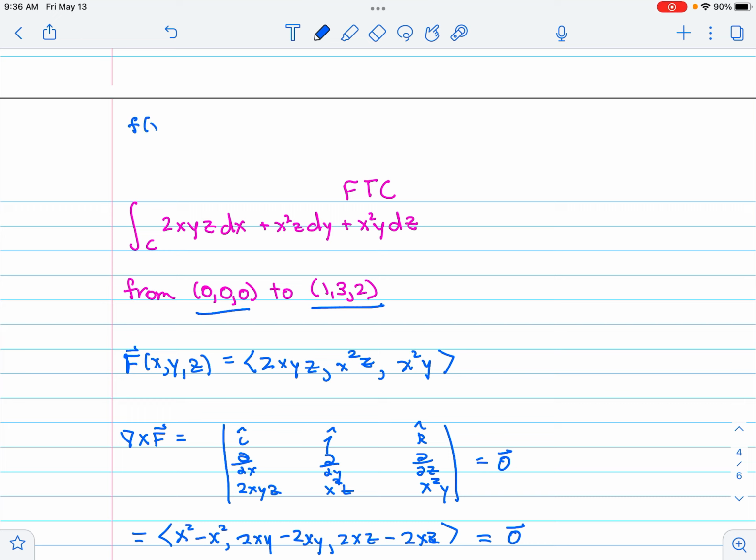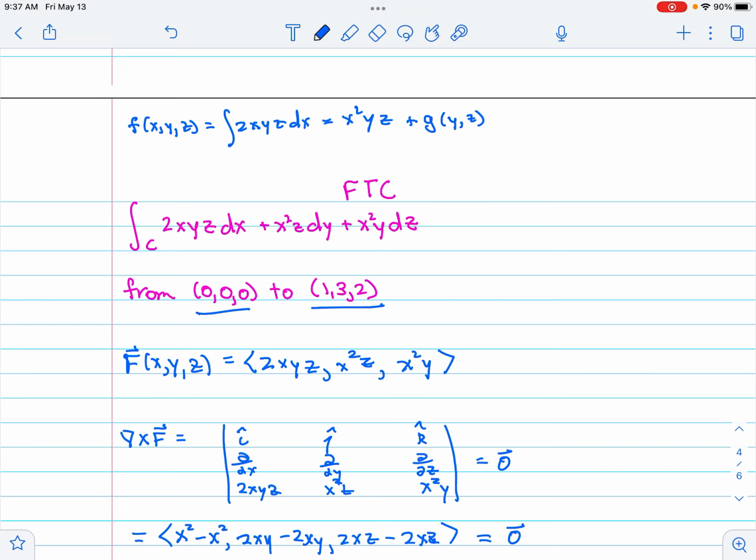I'm going to say this function f(x,y,z) is equal to the integral of 2xyz dx. I'm going to integrate with respect to x, and when I do that, I get x squared yz plus some function of y and z. But notice the partial with respect to x is 2xyz.